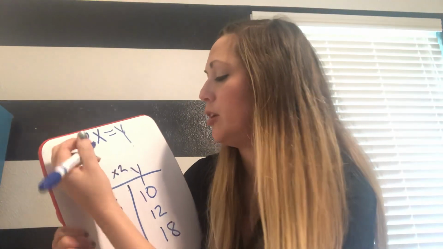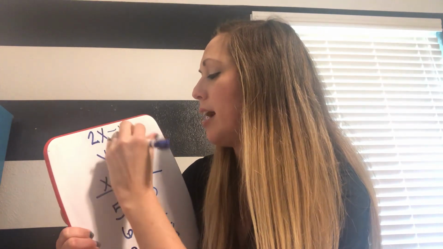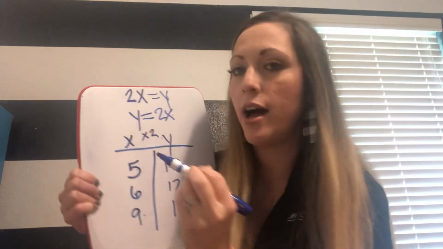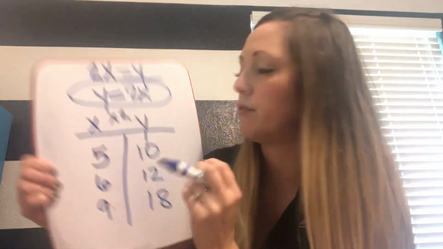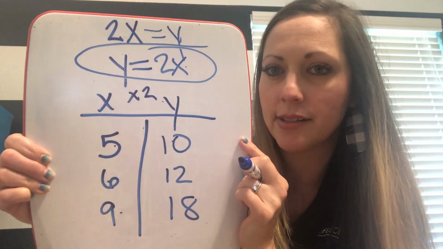Okay, now you also could flip-flop it. Y equals 2x. So if I wanted to know the relationship solving for y, I would write it like this. Y equals 2x. Okay? All right.